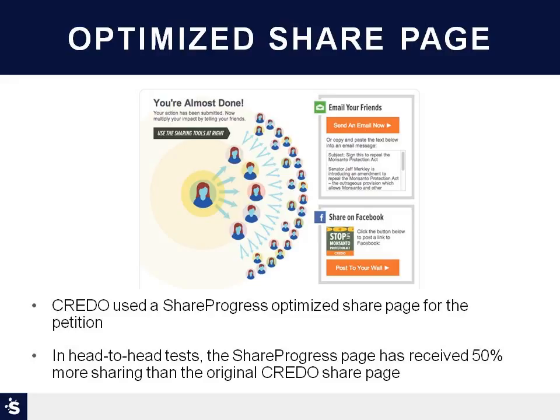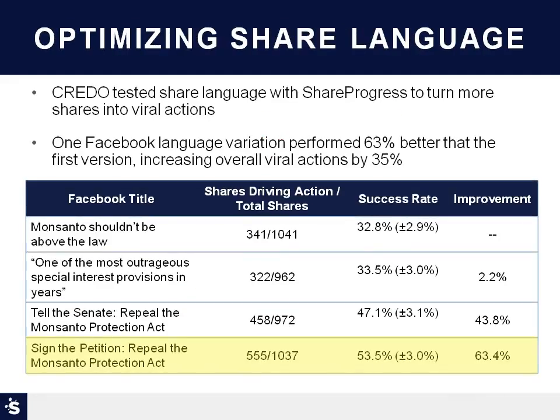And we actually did a comparative test, where we looked at how many people actually tell their friends when using the Share Progress page as compared to how many people tell their friends using what Credo had as their previous thank you share page, and found that the Share Progress page actually gets about 50% more sharing by people. So this means that we're getting a lot more people who are then telling their friends and inviting them to also sign this petition.